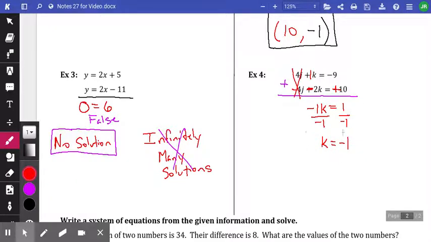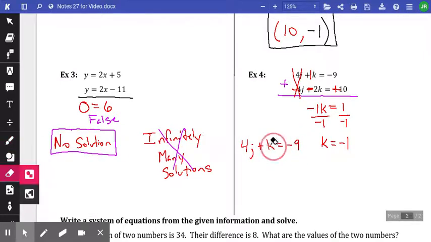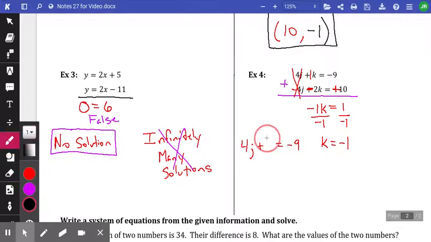That's one of my variables. I need to get the other one. So my original equation, one of them was 4j plus k equals negative 9. So I'm going to erase and replace k with negative 1. Now, since this is in the middle of an equation, I'm going to go ahead and put parentheses around it. And this is going to give me 4j plus a negative 1, which is the same thing as just having minus 1, equals negative 9. I will add 1 to both sides.